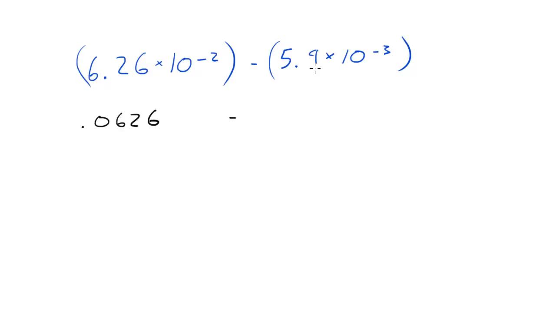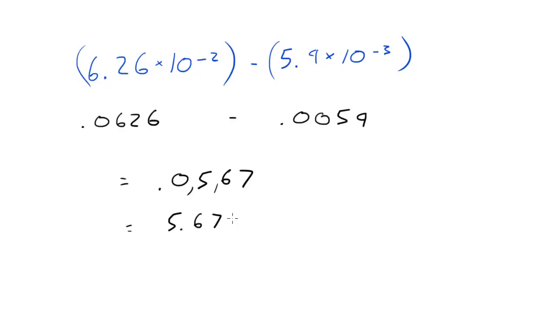0.0626 minus 5.9 times 10 to the negative 3 in standard notation is 0.0059. So 0.0626 minus 0.0059 equals 0.0567. And of course, what we need to do is move the decimal 2 places to the right. So the final answer for this would be 5.67 times 10 to the negative 2. So there's our final answer right there.